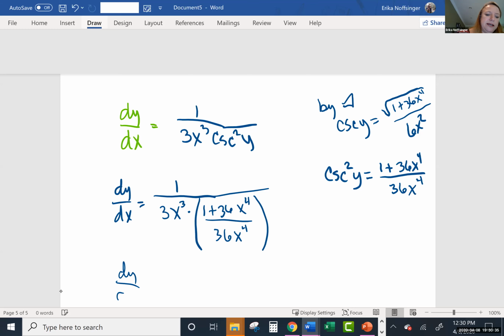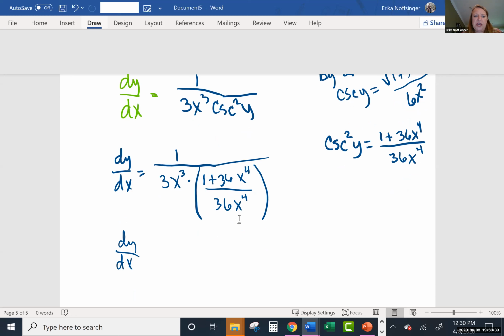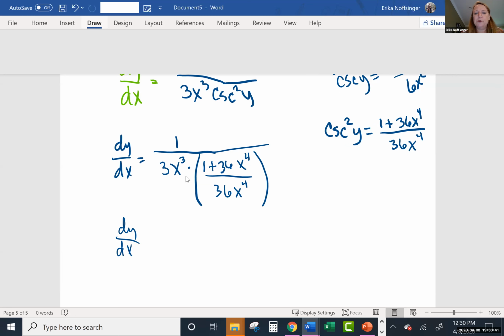So we want to clean it up. We don't like fractions within fractions. I noticed that we have some things that will also cancel. This is a single term here, 3x cubed, and it's multiplication in between, so I can cancel with a 36x to the 4th.